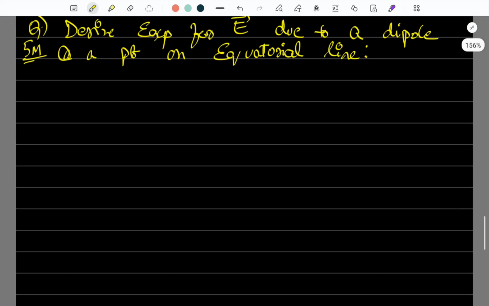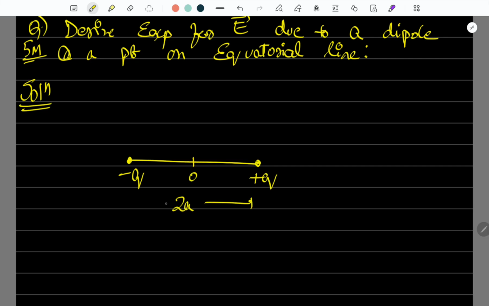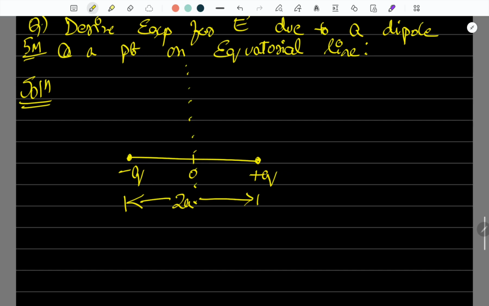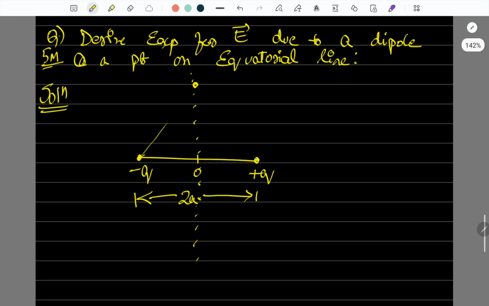The solution. We need to learn how to draw the figure so the initial explanation can be easily understood. Once you draw this, minus q, plus q, and then center O, total distance 2a. After this, since it is the equatorial line, just draw the equatorial line that passes through the center. Consider some point there. From there, we'll join the line for the equatorial line. Yes, so this is the line.